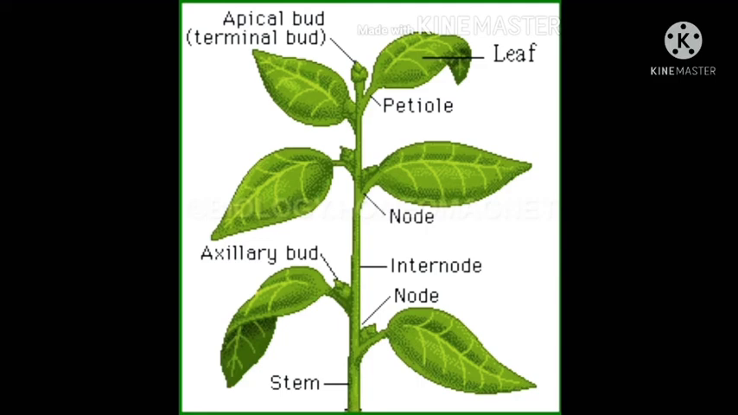Now, again, buds are classified into two categories. They are vegetative and floral. Vegetative buds contain branches and leaves, and floral buds contain flowers.